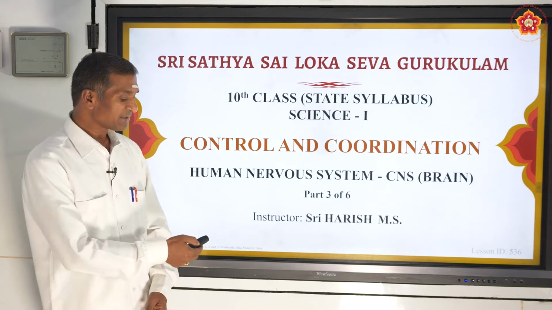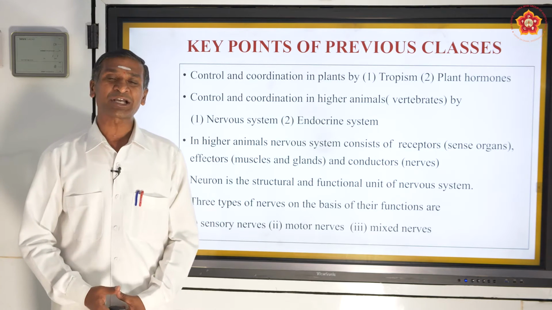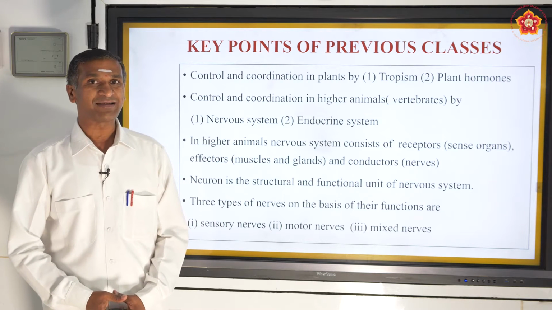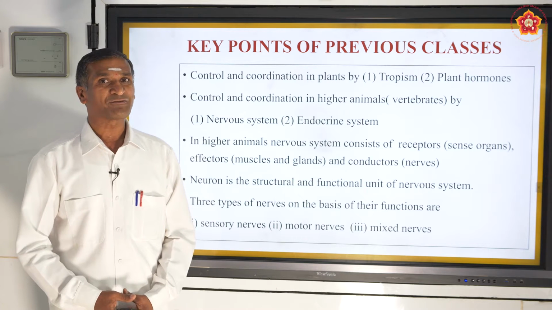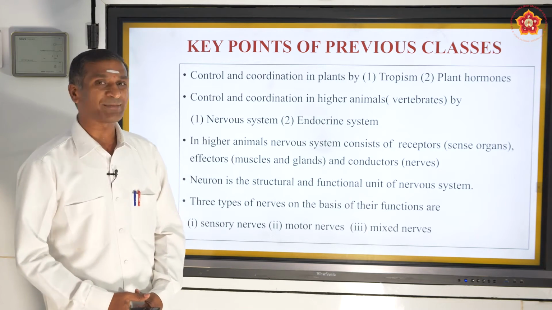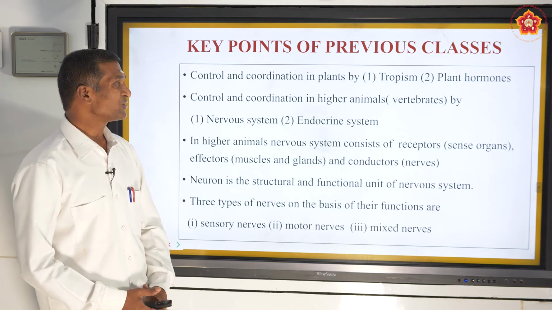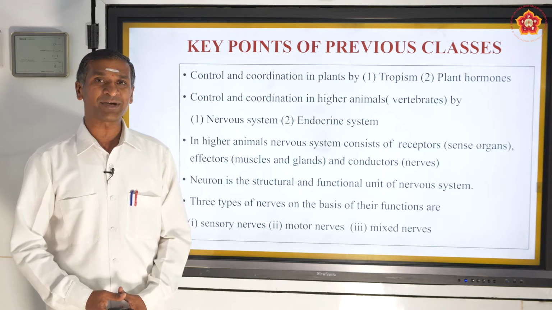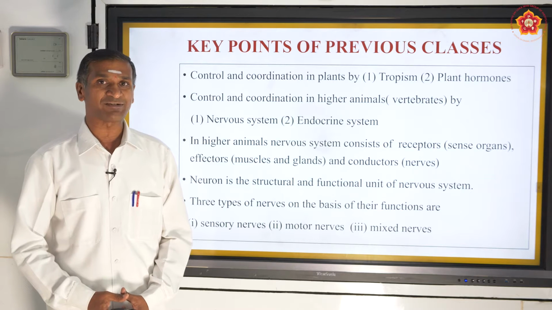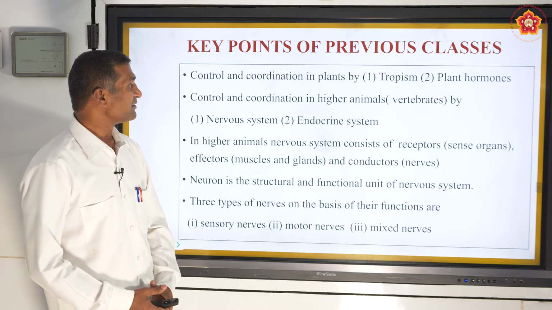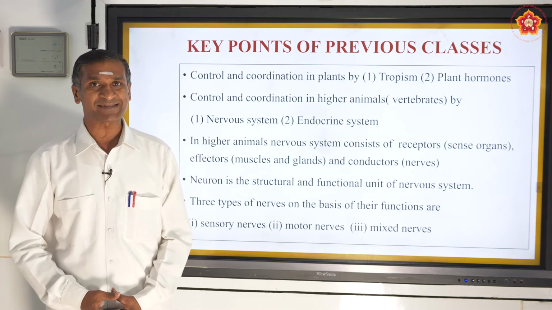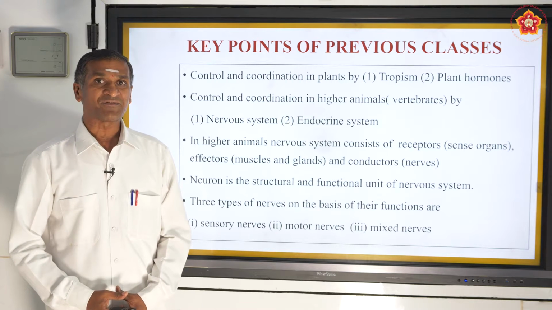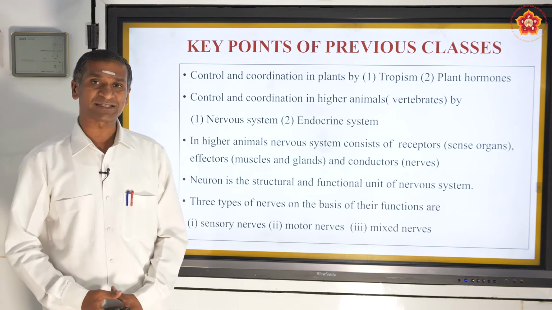In our previous class, we understood about the control and coordination in higher plants, which takes place by tropism and phytohormones, which we also call plant hormones. We also understood control and coordination in higher animals, which are nothing but vertebrates, which have a well-developed backbone, by the nervous system and endocrine system. Among these two systems, in higher animals, we started with the human nervous system.